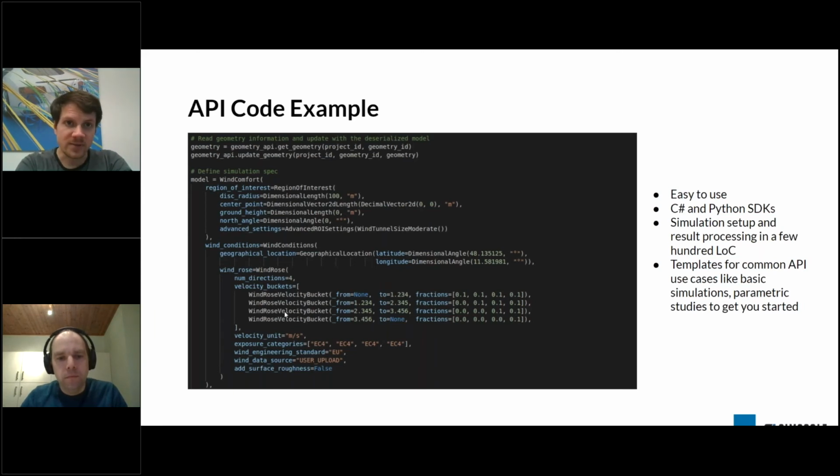So you can create a full simulation setup, including result processing, in, let's say, a few hundred lines of code. If you maybe just want to change certain parts of a simulation that you already have in the workbench, it's even much less, just a few lines of code. And we also have templates for the most common API use cases. For example, if you want to do a parameter study, maybe not so much in AEC, but in a different space, or a wind study, all of these have Python and C# templates to get you started quite quickly.